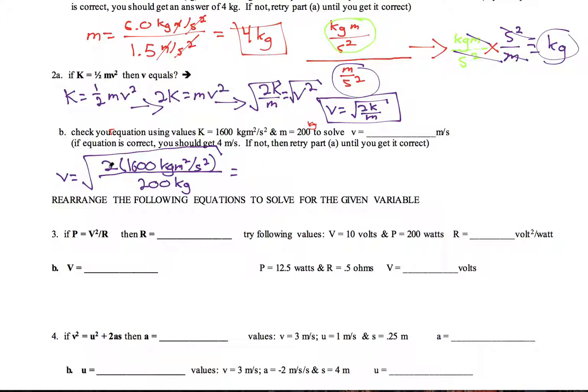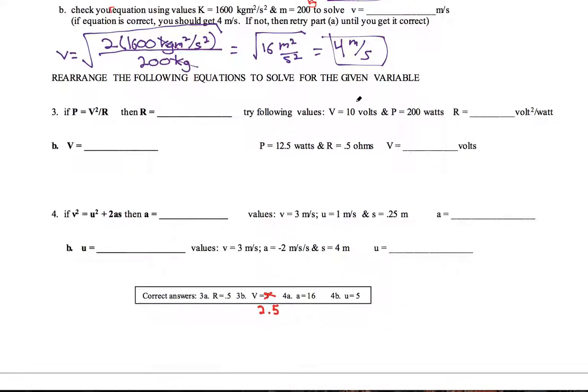So 2 times 1600 is 3200. 3200 divided by 100 is 32. Divided by 2 is 16. So this is square root of 16. My kilograms cancel. And I have meters squared per second squared. This is a good sign because I still have a square root here, and it's going to get rid of my squares. So this is going to give me 4 meters per second, just like I want. Perfect. So that means our equation must have been right for part A.